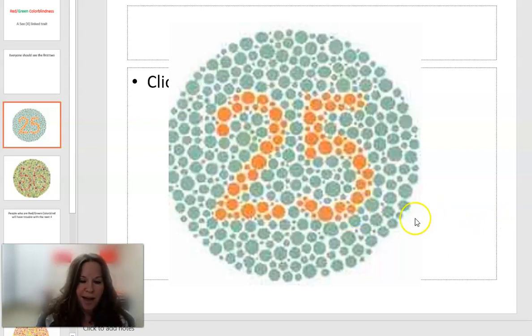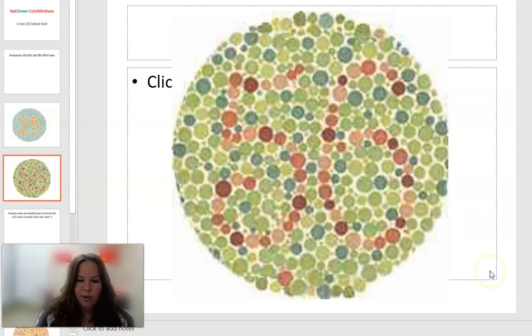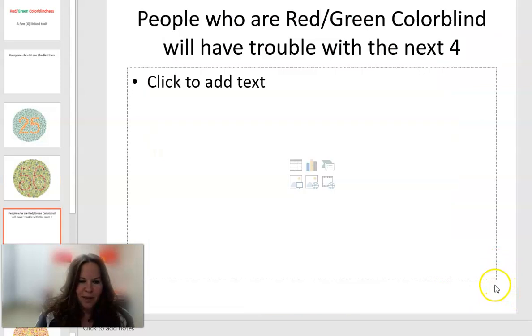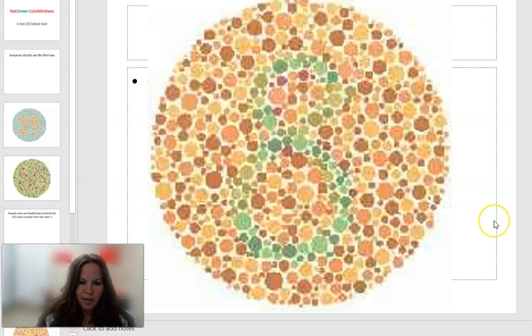You should see a 25 right there. So everybody should see that. And everybody should be able to see this one, theoretically. If you saw 56, then you were right. Now, the next few, if you are red-green colorblind, you will probably have trouble with all or some of the next four. So can you see the number? There's an 8 in there.